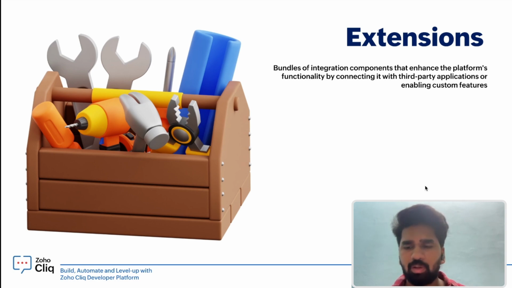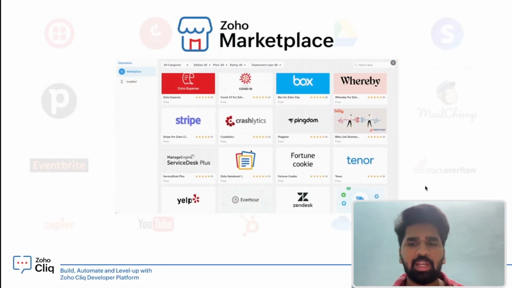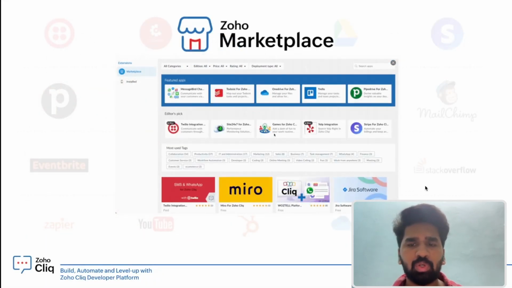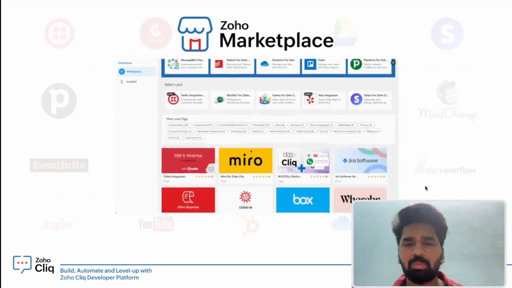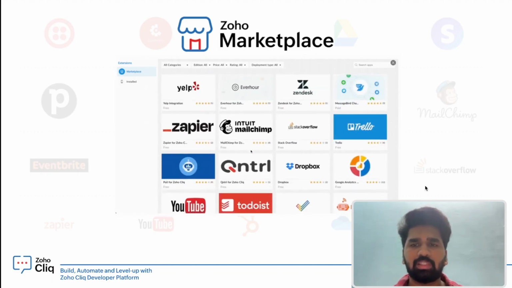You can either bundle all your own internal tools in an extension and install it for an entire organization, or explore the Zoho Cliq marketplace to find ready-made third-party extensions that suit your needs.